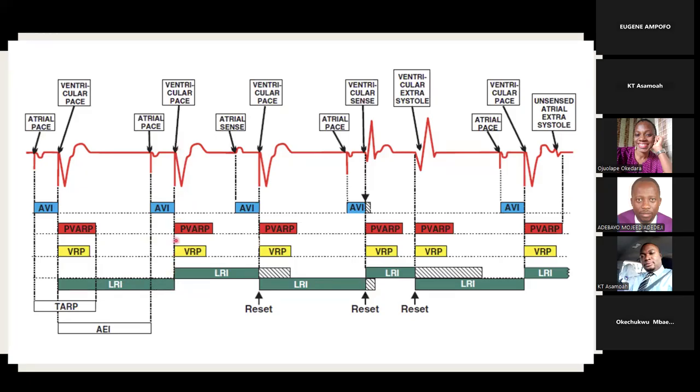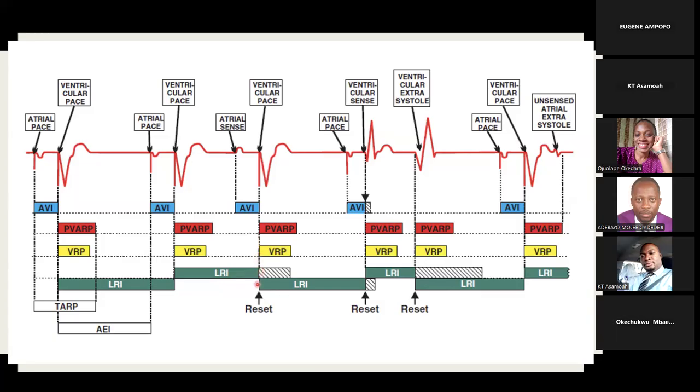So it paced again. Then it started it again. Now, at this point, there was an intrinsic atrial activity, which eventually led to ventricular pacing. Because the atrial activity was sensed, it triggered ventricular pacing. And this occurred before the end of the lower rate interval.